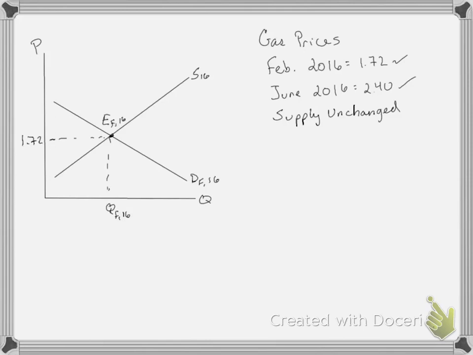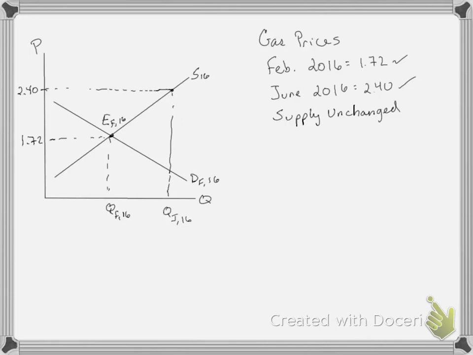and we're going to say this is equilibrium in February 2016. Then we're told that prices went up from $1.72 to $2.40, but supply didn't move. So that means that our new equilibrium in June 2016 has got to be on the same supply curve as it was in February. A way to show that is that we've got a $2.40 price level. That's going to intersect our supply curve right there, and this will be our equilibrium quantity in June 2016.